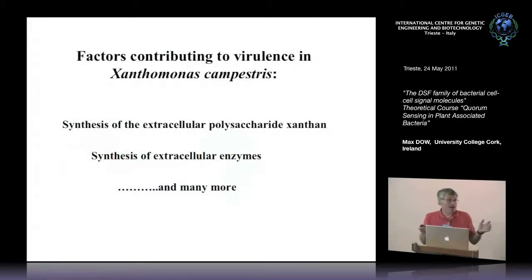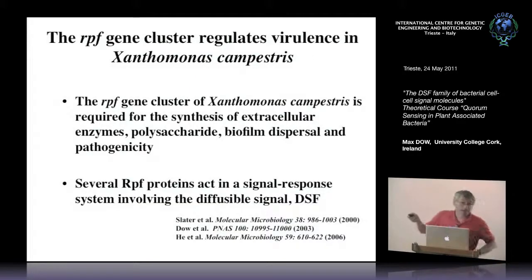Okay, so in our original studies of Xanthomonas campestris, we were trying to discover genes and gene products that were required for the ability of this organism to cause the symptoms that I've described. And we did. In Mike Daniels' lab, we discovered that the extracellular polysaccharide xanthan and the synthesis of extracellular enzymes that degrade plant cell wall components, such as protease and endoglucanase, are important to get full disease symptoms.